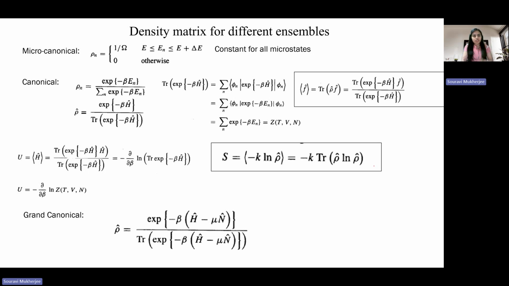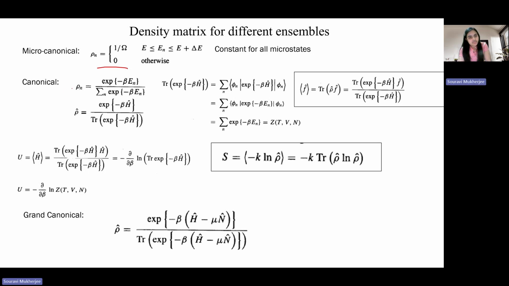Okay. So for a microcanonical ensemble, we did see that the probability is given as 1 by omega, where omega is your number of microstates. It's constant for all microstates. So that means if you define the density matrix, all the terms would be given as this. It's a constant while you are in that energy range, otherwise it's zero.